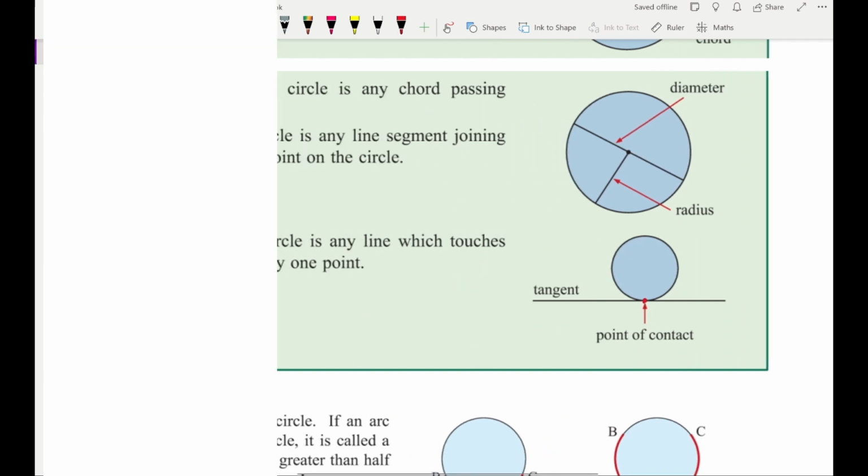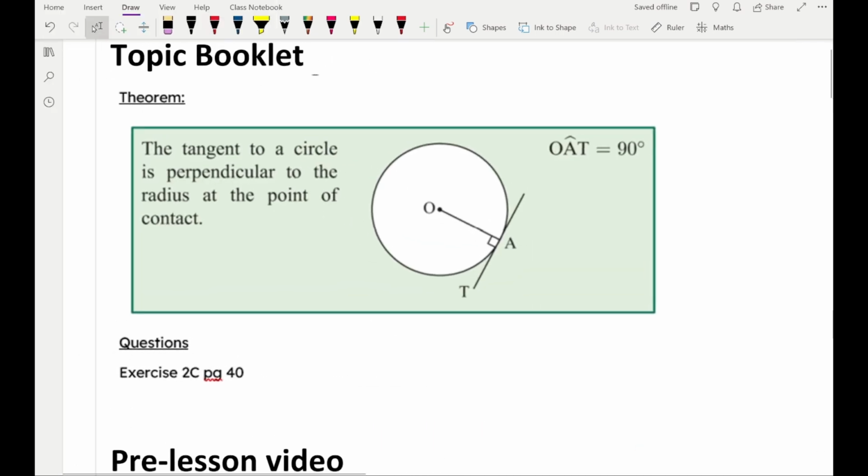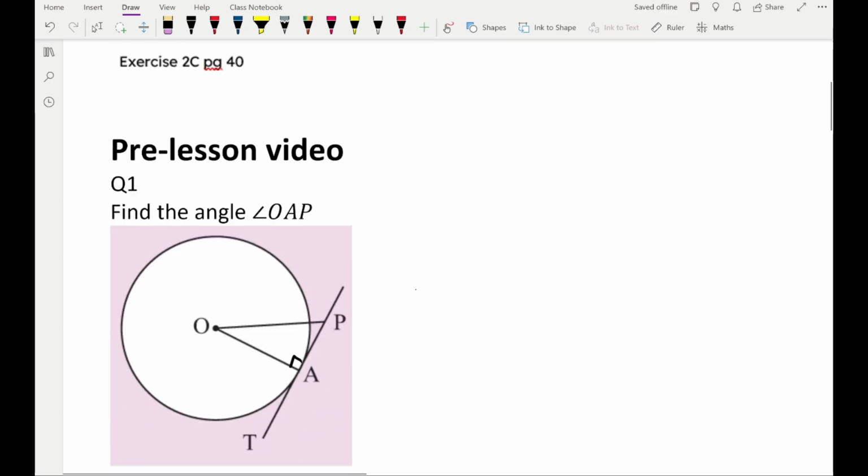So let's have a look at the theorem itself. We're going to jump over here, and it says the tangent to a circle is perpendicular to the radius at the point of contact. So basically, you draw yourself a line from the radius out to the tangent, and you've got yourself a tangent there. What the theorem tells you is that there is a right angle between those two. And that's what the word perpendicular means. It means right angled. Okay, so let's use this theorem on a couple questions.